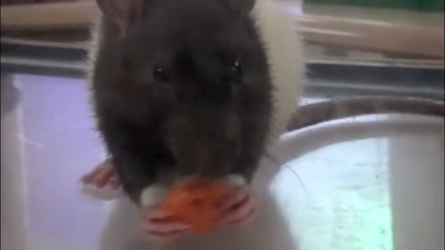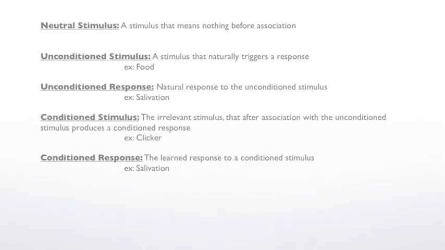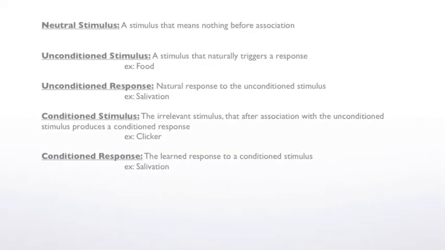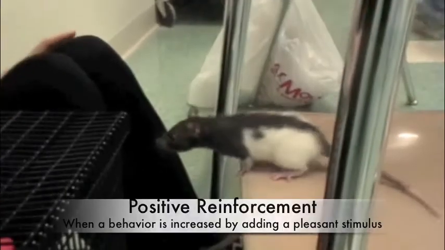We then begin to click a clicker as she receives food. Soon, whenever we click, she begins to salivate. The food was the unconditioned stimulus. After she saw the food and salivated, this was the unconditioned response. The click was the conditioned stimulus, and salivating after the click was the conditioned response.